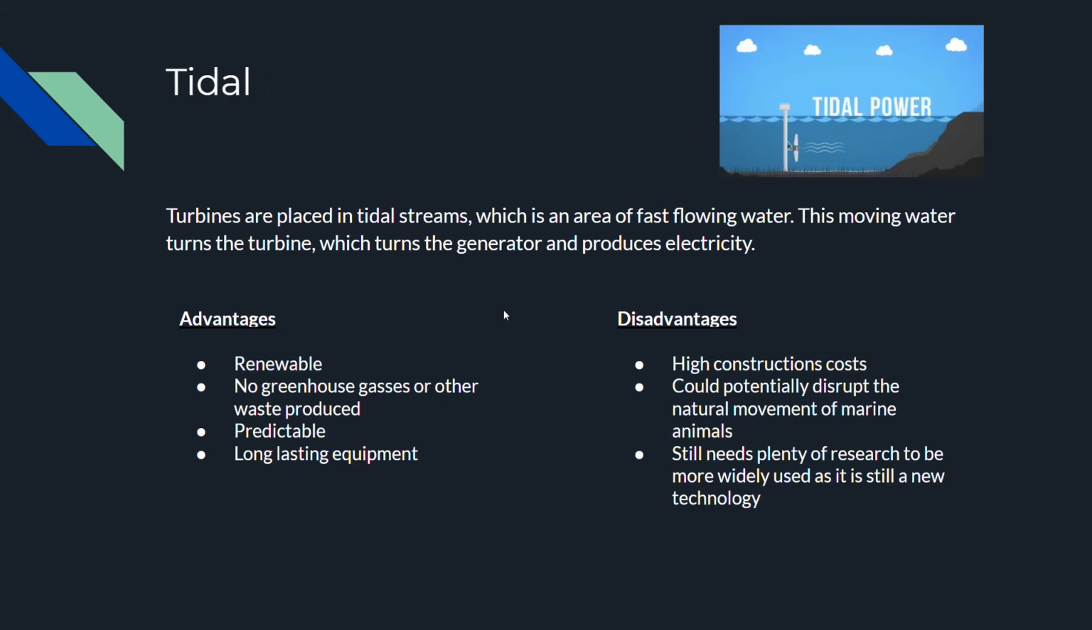Tidal. Turbines are placed in tidal streams, which is an area of fast-flowing water. This moving water turns the turbine, which turns the generator and produces electricity. The advantages are that this is renewable, no greenhouse gases or other waste is produced, it's predictable, and it contains long-lasting equipment.